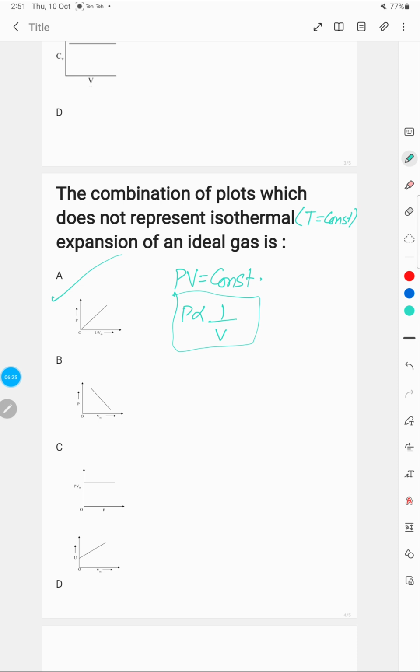Now next, if we talk about the third graph, here we can say PV value will be constant. Whatever the value of the product of pressure and volume, it will be constant with increase of pressure. So this graph also represents this. So options A and C are correct. So these are for today's class.